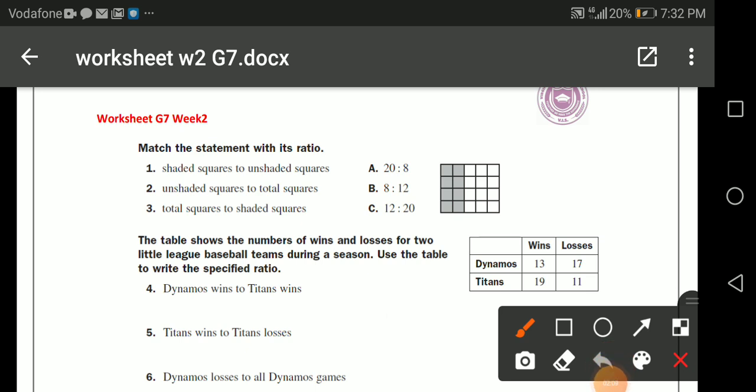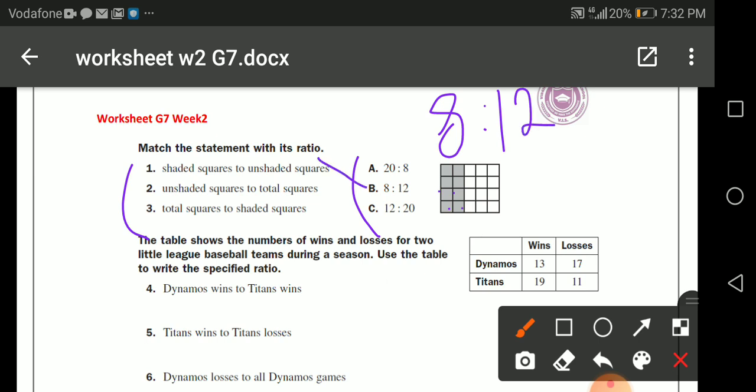Match the statement with its ratio. We have here this column and this one. He asks me shaded squares to unshaded squares. So let's count together. Shaded squares: 1, 2, 3, 4, 5, 6, 7, and 8. Can you see them? 8, right. To what? To unshaded. So the rest are 1, 2, 3, 4, 5, 6, 7, 8, 9, 10, 11, 12. So it's 8 to 12.